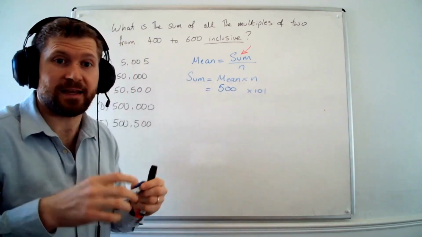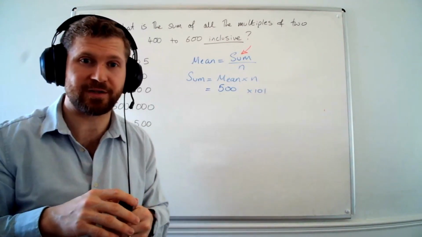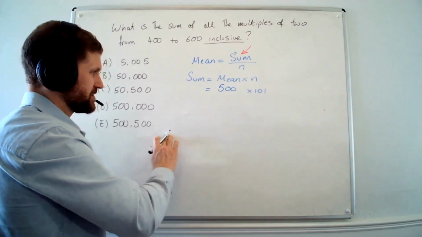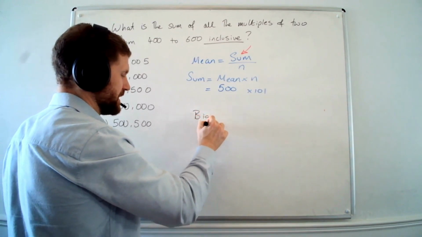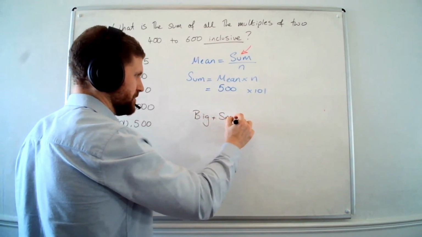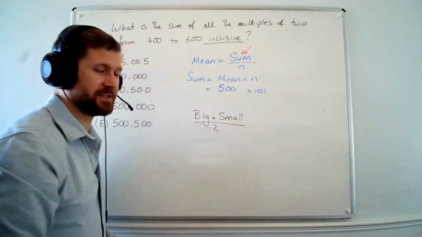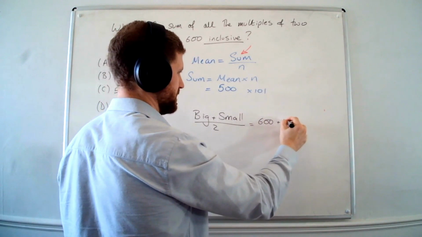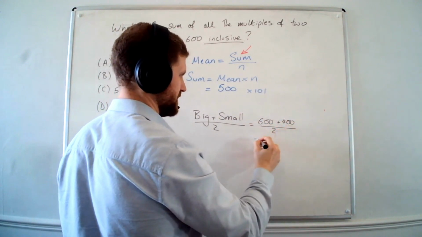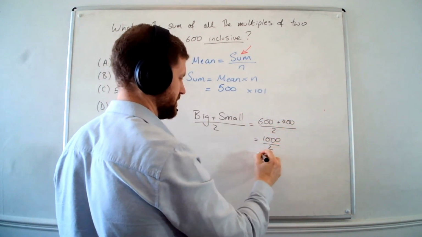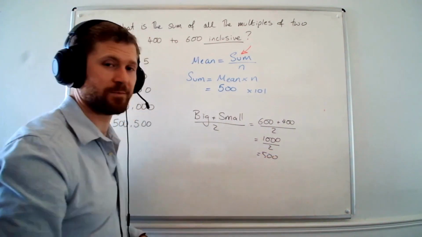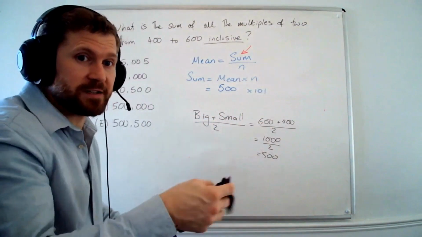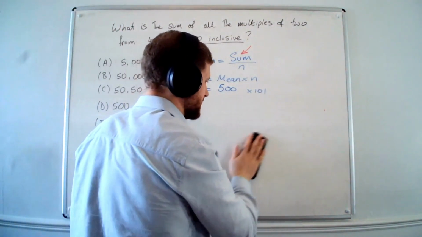Okay, again, if that hand wavy way of doing things, if you're not quite too comfortable with that, another way of finding the mean in these questions is to say, well, I'll take the big number, I'll add the small number, and divide them by 2. So in this case, the big number is 600, the small number is 400, divide that by 2, so that's 1,000 divided by 2, which is going to give me 500. Right, so 500 times 101, the mean times the number of numbers, that's what we're looking for.